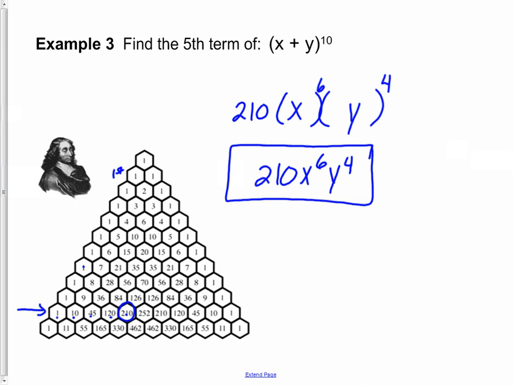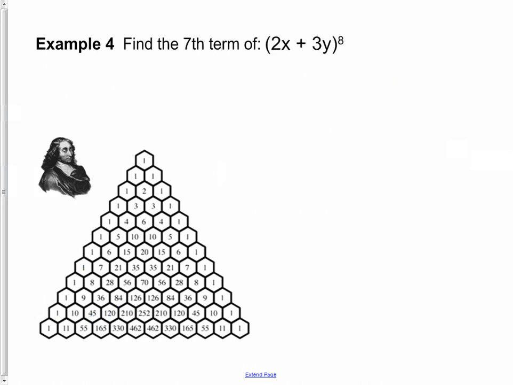Let's try one more of these. How about we find the 7th term of 2x plus 3y to the 8th power? So this is your first power again, 2nd, 3rd, 4th, 5th, 6th, 7th, 8th. So we're using this row, and we're finding the 7th term. So that would be starting with the 28 right here.